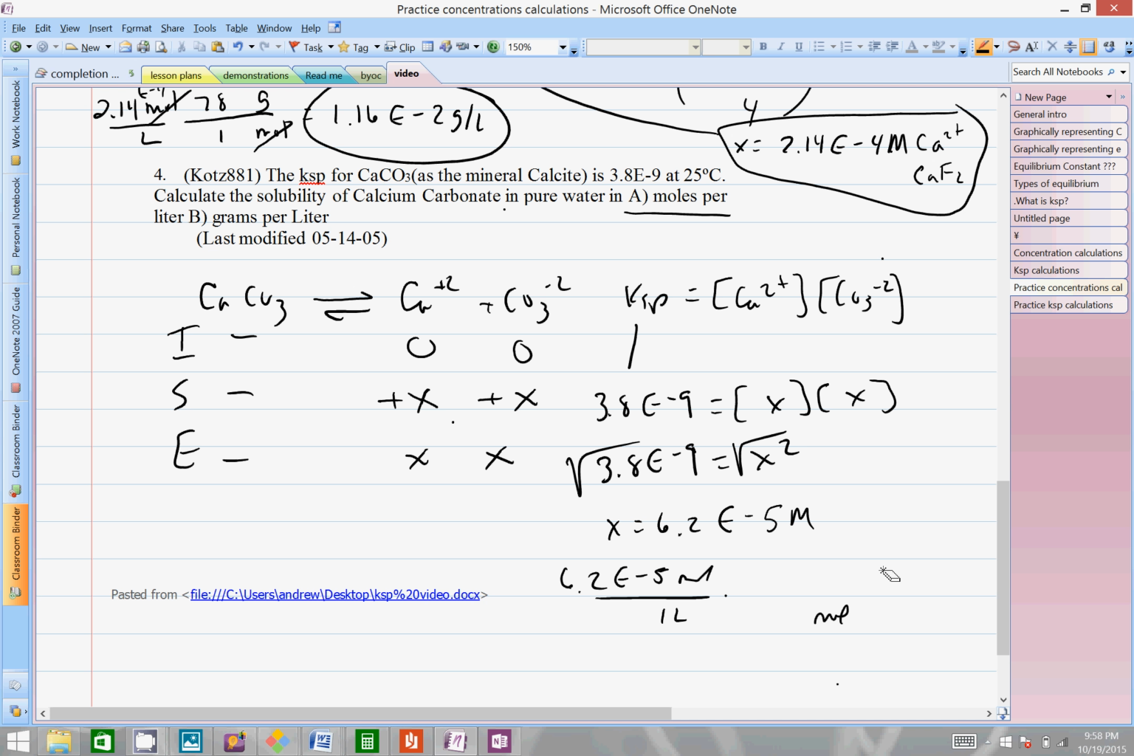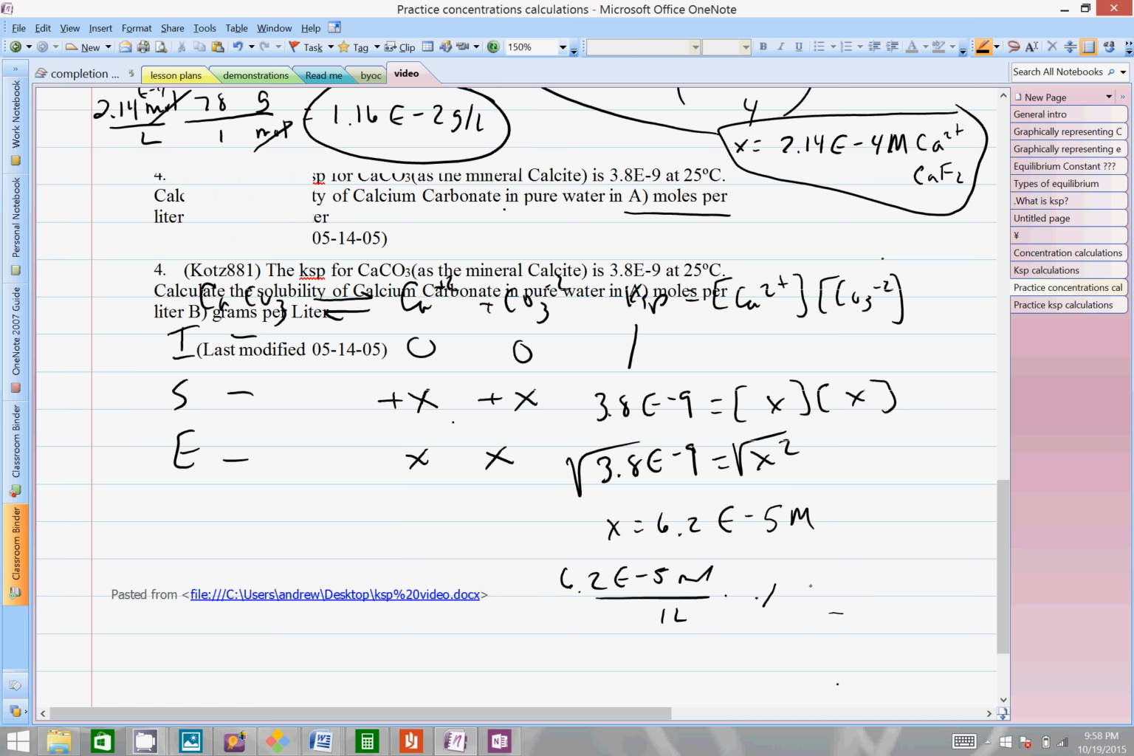It'd be 6.2 e to the negative fifth times 100. My eraser's stuck, so imagine that's times 100. Okay, now it's back. I get rid of my moles and go to grams, 100 grams to 1 mole, and 100 times that would be 6.2 e to the negative third grams per liter. Again, just some typical calculations.